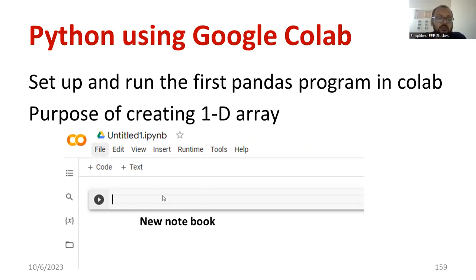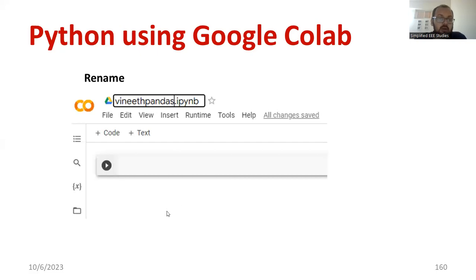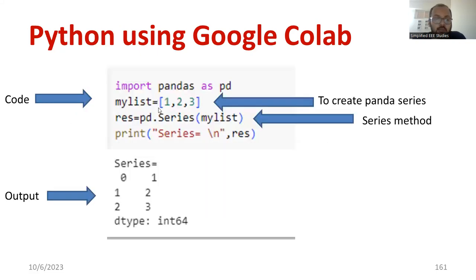What you are supposed to do is, first of all, open Google Colab, then open the interactive shell. Here, you can start a new notebook. Let's see how to create a one-dimensional array. If you want, you can rename the particular file. Fine, that's up to you.